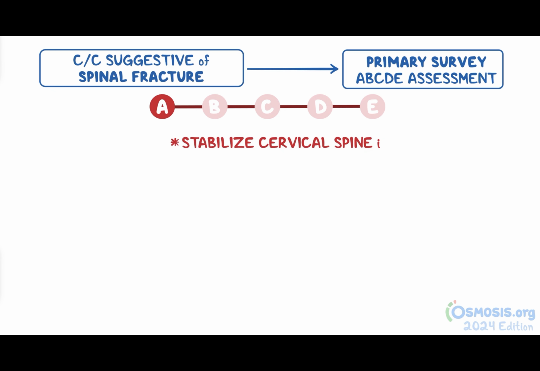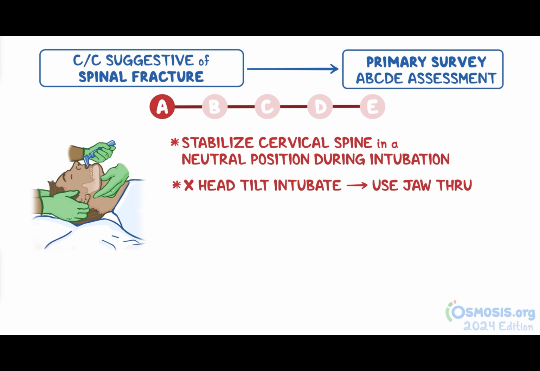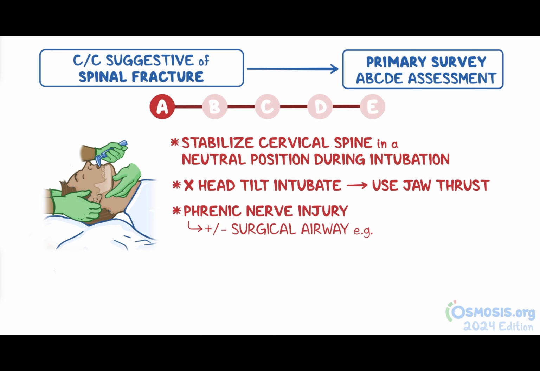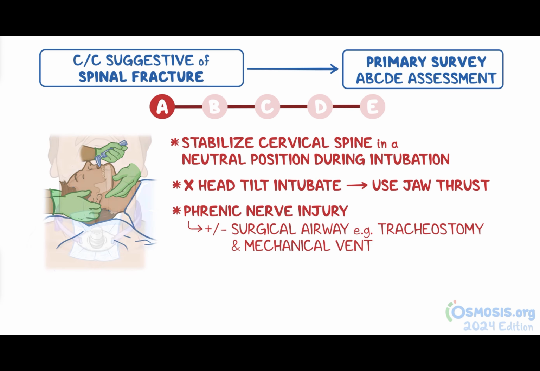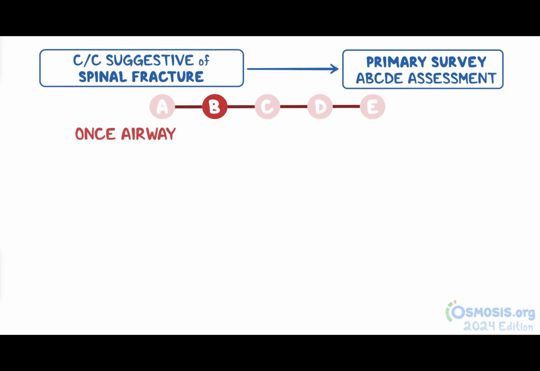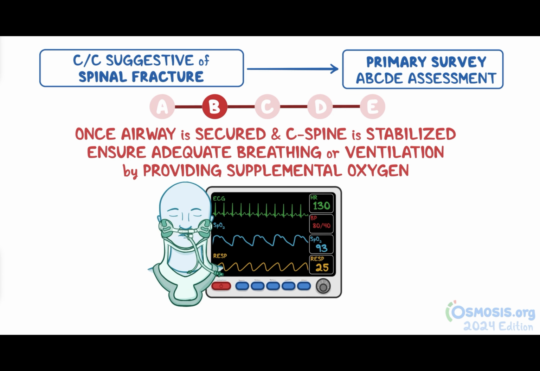Stabilize the cervical spine in a neutral position during intubation. This means you can't do a head tilt to intubate like you normally would. Use a jaw thrust instead. Keep in mind that patients with phrenic nerve injury might need a surgical airway like tracheostomy and mechanical ventilation. Once the airway is secured and C-spine is stabilized, ensure adequate ventilation by providing supplemental oxygen.